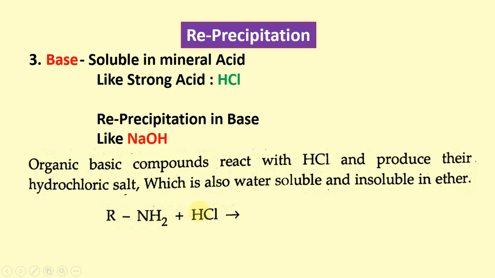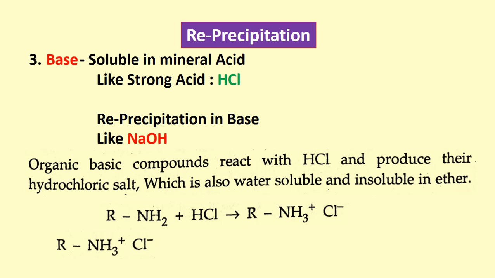This is the H plus, and this is the product. The H plus attaches to the amine, and NH3 plus is produced, and the chloride is not removed by any of the elements. So it continues as the salt. The amine and hydrochloric acid reaction produces the amine salt, NH3 plus Cl minus. This is only soluble. So a base is soluble in acid in this form.